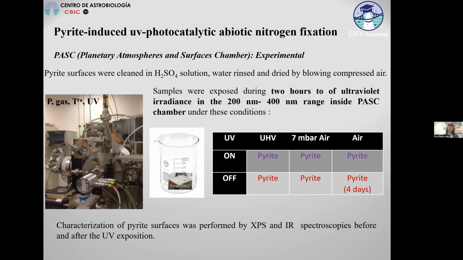And then we were running several experiments. We were putting the surface under ultra high vacuum conditions, meaning absence of nitrogen, and under 7 millibar air, meaning an atmosphere containing a percentage of nitrogen, with the UV lamp on and off. I would like to focus in particular on the one where we were irradiating the pyrite surface at air conditions with the UV lamp on. That system was characterized by XPS and infrared spectroscopy before and after the UV exposure.